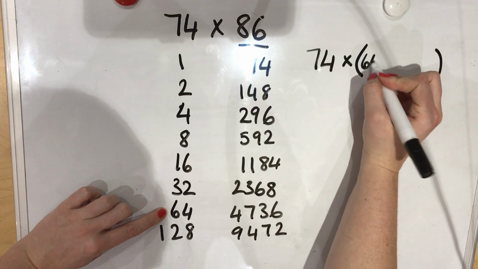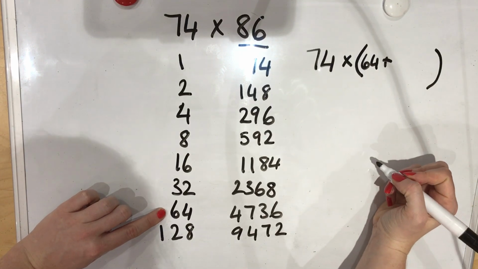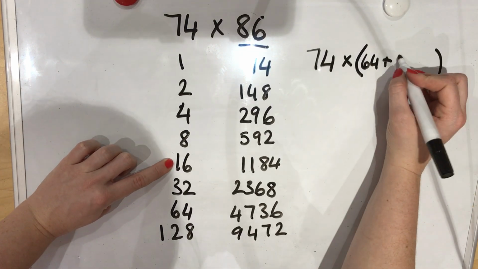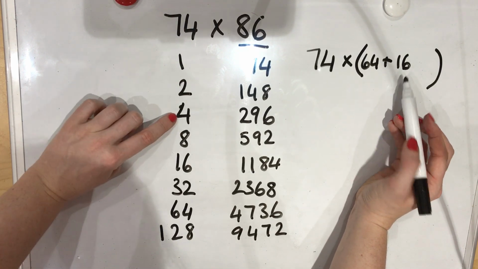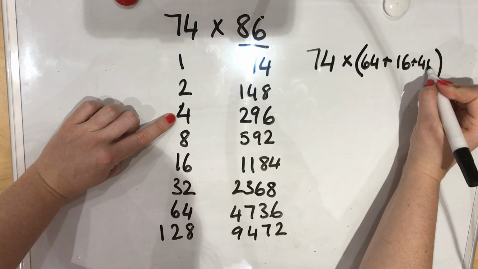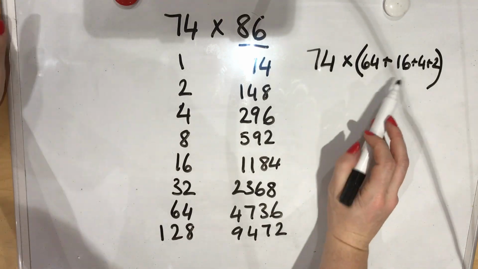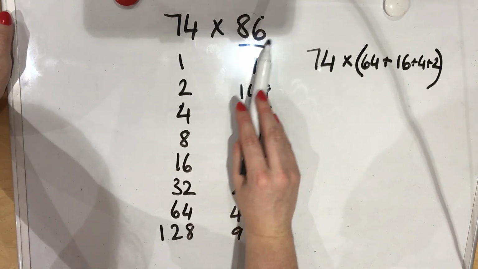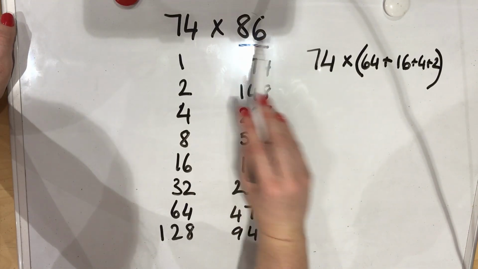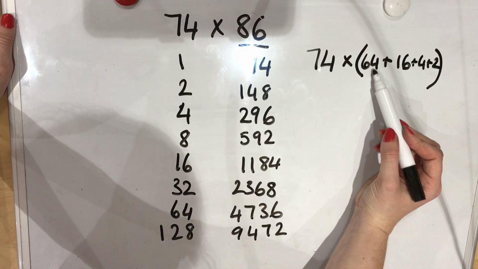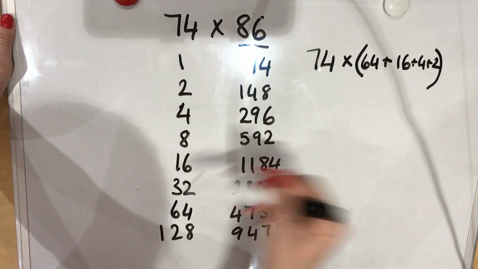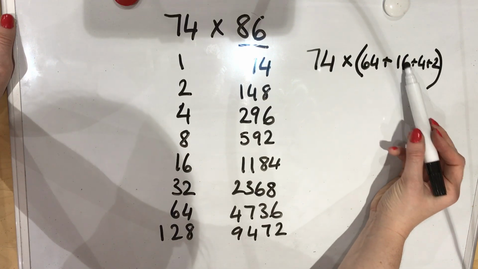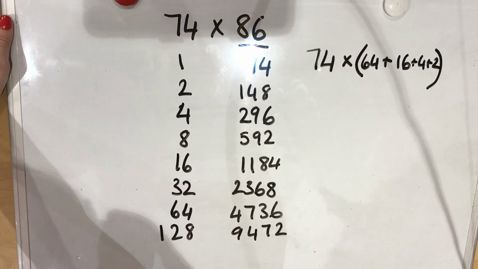So let's say I've got 64 plus 16, so that would give me 80, and then I could do plus 4 plus 2. So all I've done is I've changed my 86 into numbers which will add up to make 86. They all need to come from this column. So 64, 16, 4, 2, so that's 86.